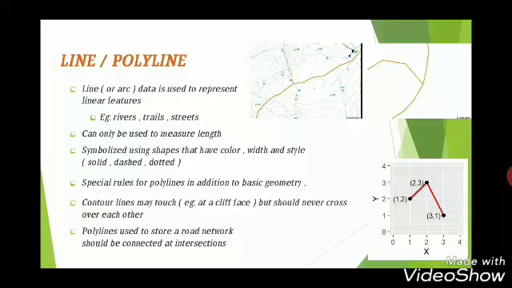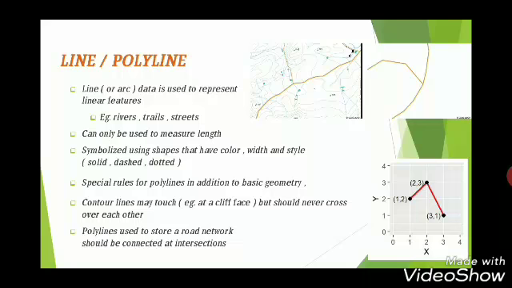In order to distinguish them from one another, they are symbolized using shapes that have color, width and style. That is, different line types can be used like solid, dashed, dotted, and also different color combinations with different thicknesses can be adopted. And these different color combinations may be indicative of attributes like whether the surface is gravel, tar, etc.